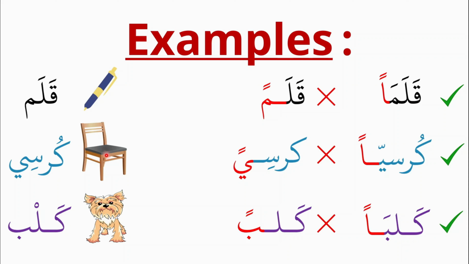The second word is chair, kursi. Again, not correct to write it immediately above the last letter. It's not correct. You want to make it right, you have to add assistant alif and then tanween al-nasb will be above. Kursiyan. The third example is dog, which means kelb. Also, it's not correct to add nunation above the ba directly. Not correct. The correct way to write it is kalban. Add alif and then above the alif you will put tanween al-nasb.